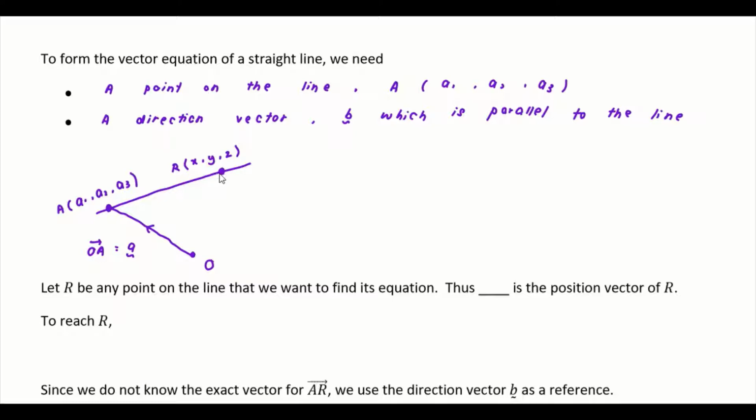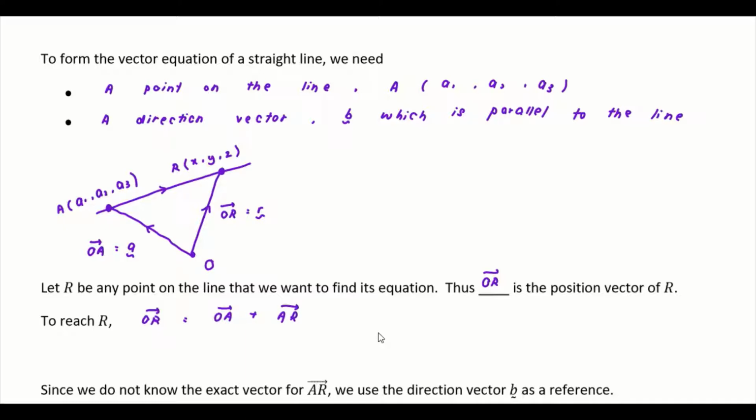Then after that, the same thing, if I try to connect O and R together, then I'll be able to get the position vector of R, which will be denoted by OR. So OR is here. Or sometimes we denote it like R. Okay, so by using the law of addition that we have learned previously, for me to find the position vector OR, what do I need to do? I will need to do OA and then plus AR, correct?